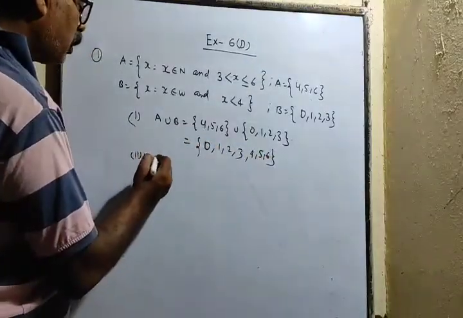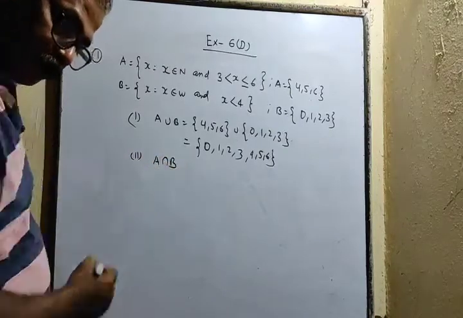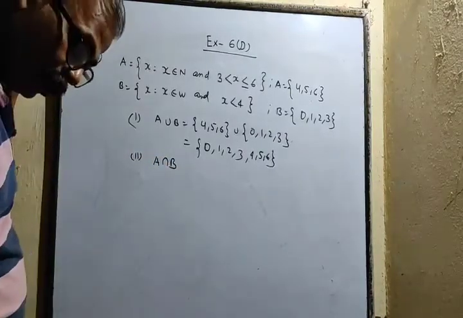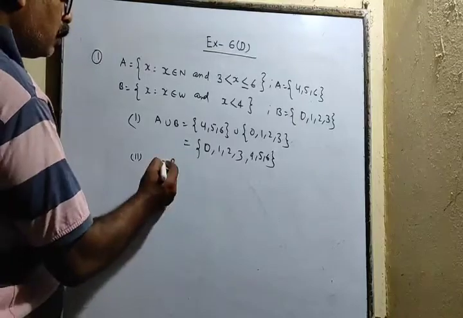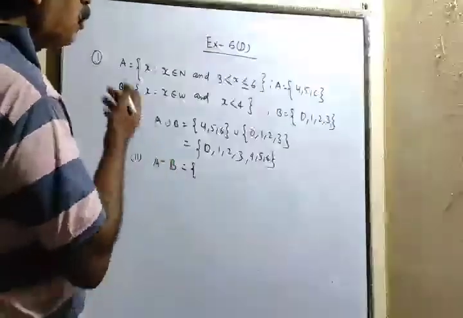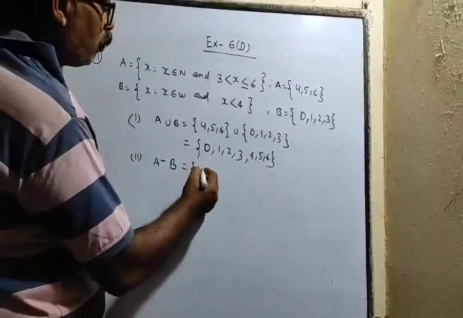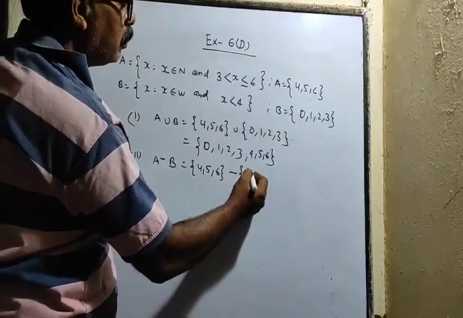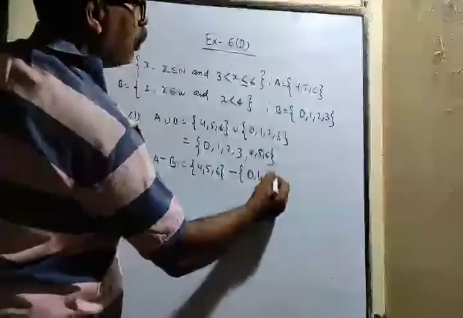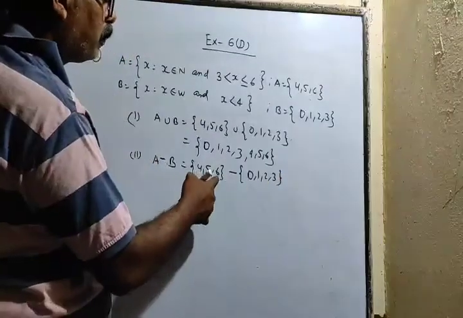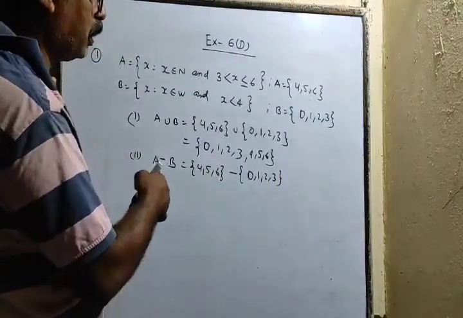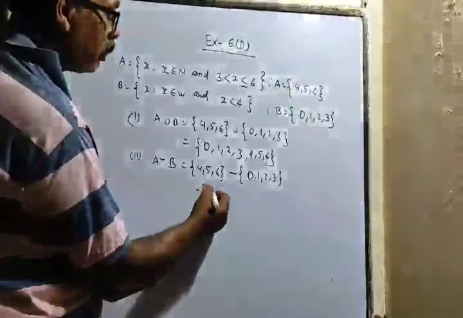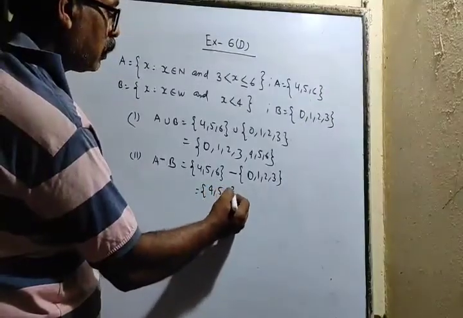The second part of the question is asking about A minus B, that is, the members of A which do not belong to B. So {4, 5, 6} minus {0, 1, 2, 3}. All three members of set A are not in this one, so the answer will be 4, 5 and 6.